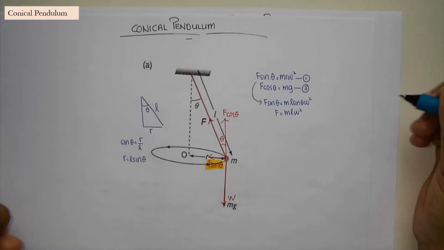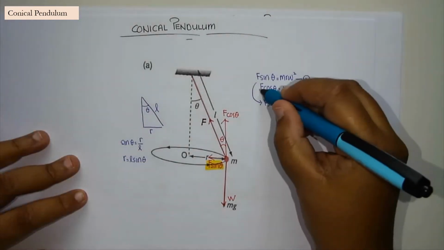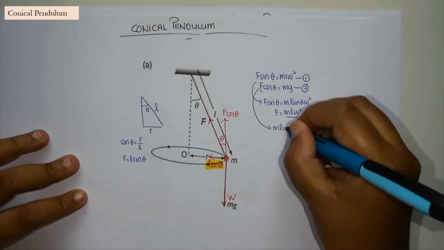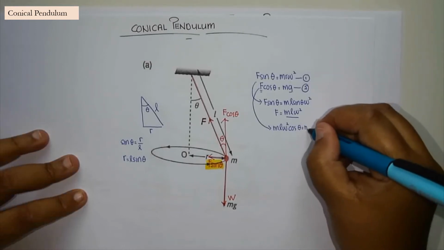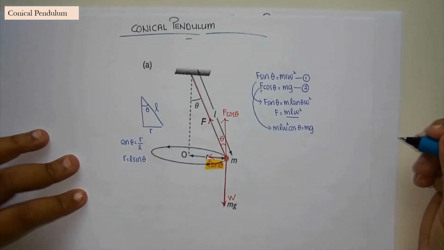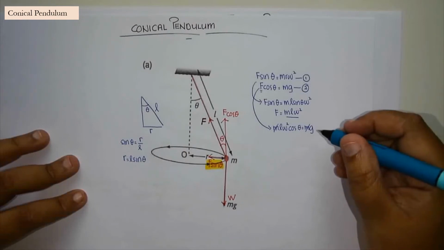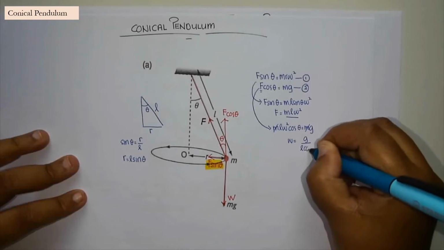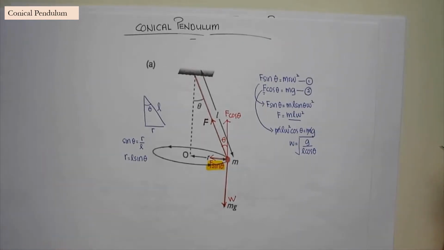And then I can substitute this F inside here also. So F is m L omega square, so I put m L omega square cos theta is equal to mg. Therefore I cancel m. So what do I get? I get omega is equal to the square root of g over L cos theta. I can find my omega.